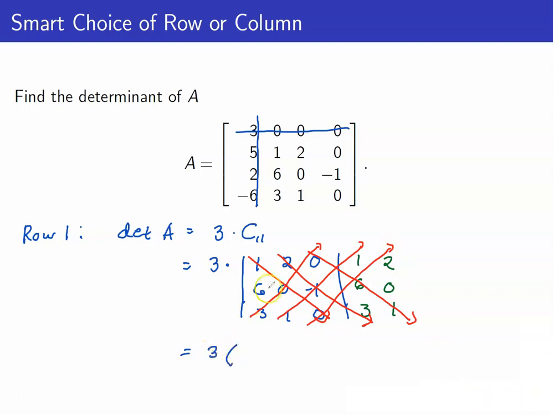So we have 3 times 0. This is negative 6. This is 0 again, minus 0, minus negative 1. This is 0 again. So therefore, that's 3 times negative 6 plus 1 is negative 5, so we have negative 15. That is the determinant of A.